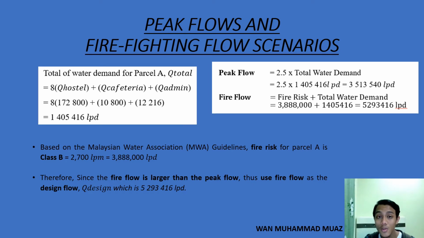So we add that to the Q total, and we get 5,293,416 liters per day. Since our fire flow is larger than the peak flow, we have to pick the fire flow as the Q design.